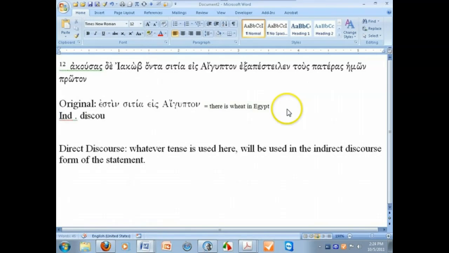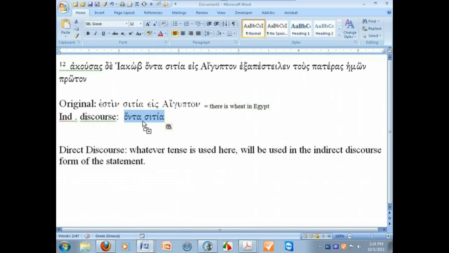Okay. All right. So then, the indirect discourse form is going to be the participle in the accusative case, so onta is the participial form of esten, same tense. And of course, satia, because the nominative and accusative forms of a neuter noun are identical, there's not going to be any change in the form of satia. Although in my first sentence, satia is nominative, there is wheat in Egypt, it's nominative. In onta satia, it's accusative.